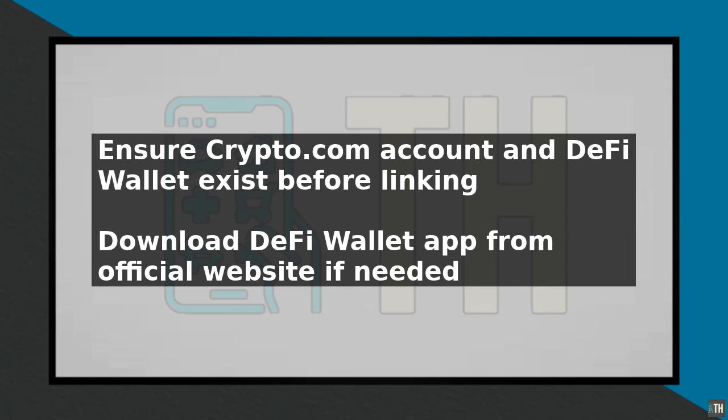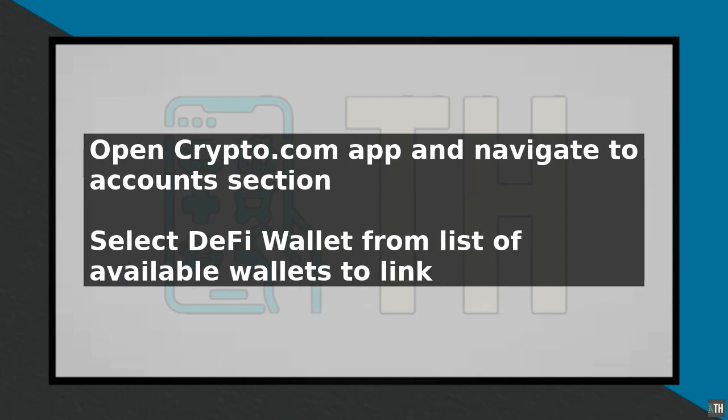Open the Crypto.com app and navigate to the Accounts section. Click on the Link Accounts option and select DeFi wallet from the list of available wallets. You will be redirected to the DeFi wallet website where you will need to enter your DeFi wallet address.